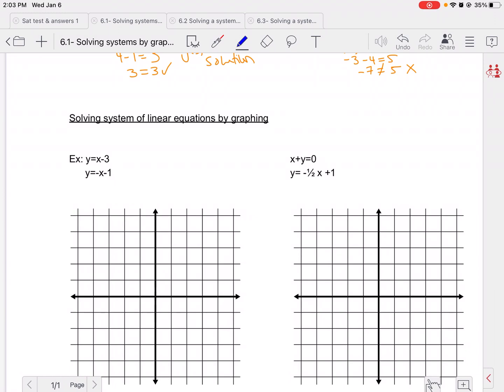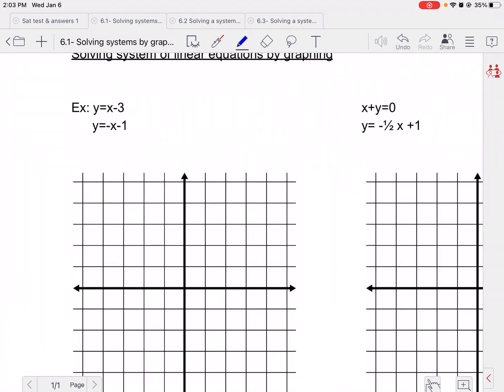Okay. The next thing we're going to do is I'm going to give you a system and we're going to try and find the solution by graphing them. Okay, so we're going to graph both of them on the exact same graph. You might want two different colors here if that helps you. So I'm going to graph this first one in blue, and it's already in y equals mx plus b form. So my y-intercept is 3 and my slope is 1. So I'm going to go up 1 over 1.